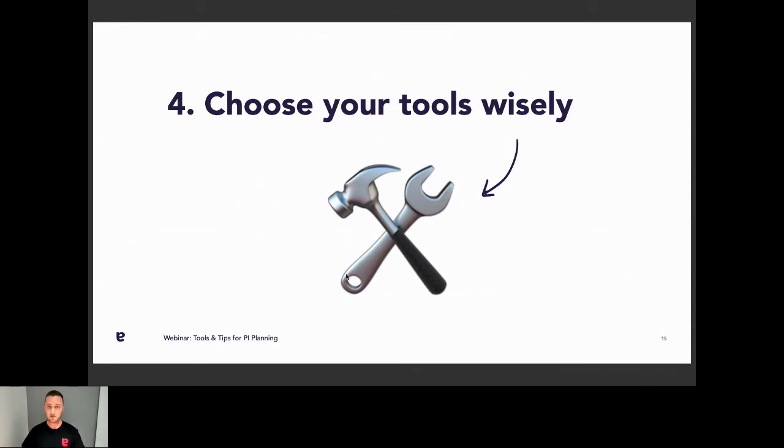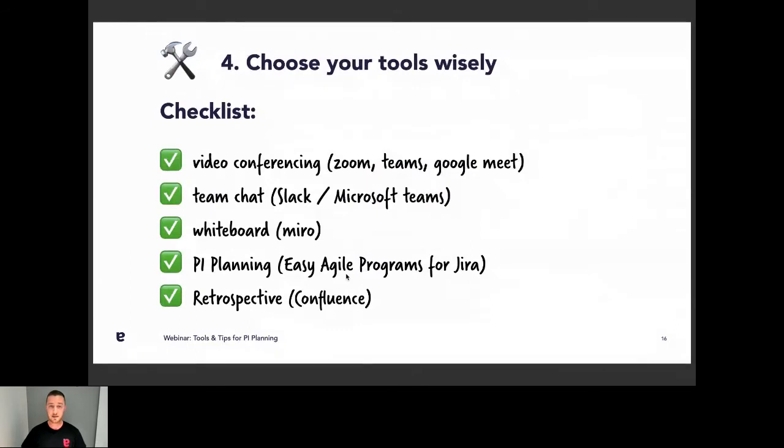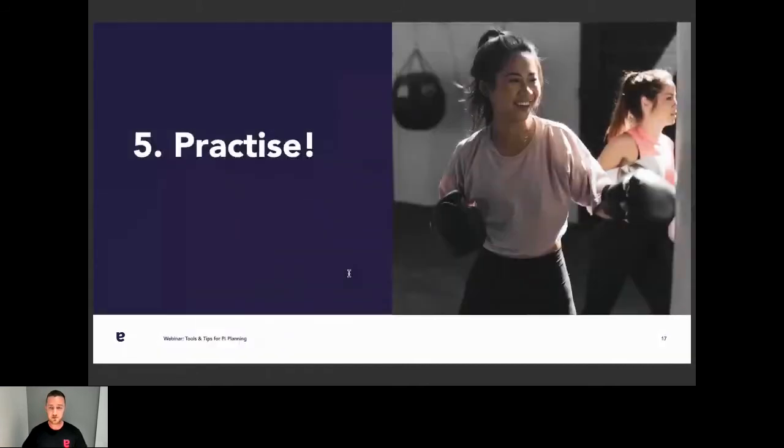Maybe you'll need a whiteboarding function where you can brainstorm and start collaborating with each other. You're definitely going to need a PI planning tool, somewhere where you can track your work and manage your dependencies. And of course, we suggest Easy Agile Programs for Jira is a great place to do that if you're already using Jira. There are other tools out there that might be more suitable for you. And also, you're going to need a tool to hold a retrospective. It's really important that we're reflecting on how this process is going and if it's working well for us. Perhaps something like Confluence would be sufficient for that.